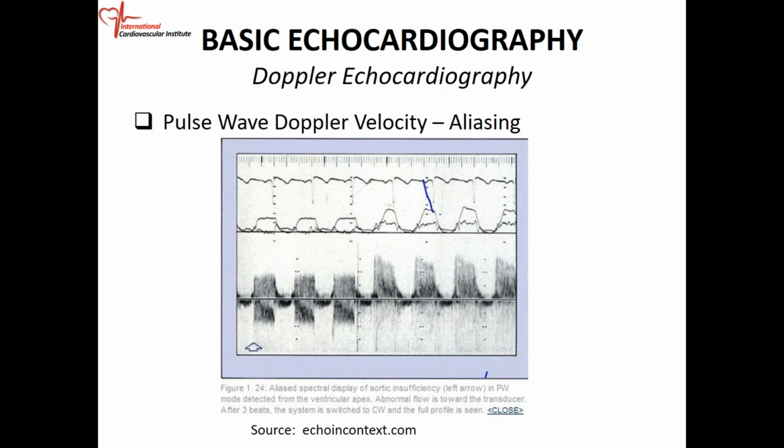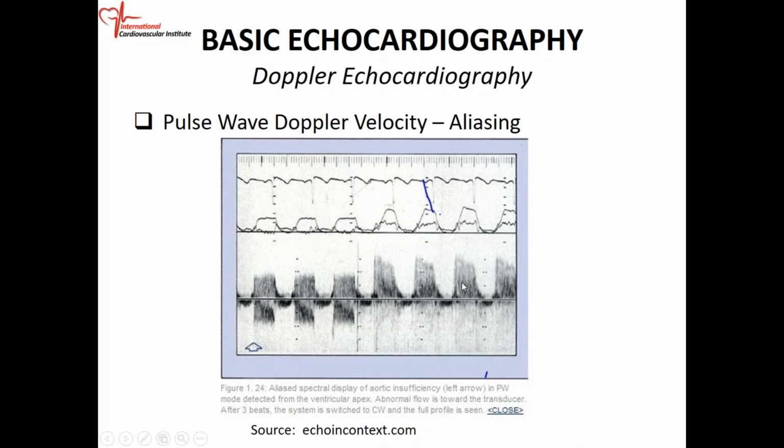The velocity can be, say, 4 meters per second. So if you're looking at aortic insufficiency and you use a pulse wave Doppler signal to evaluate that, once you get to 1.5 to 2, it's going to cut off the top and put it down the bottom, because it cannot assess velocities greater than 1.5 to 2 meters per second. But once you change from PW Doppler to CW Doppler, it will give you the full envelope.